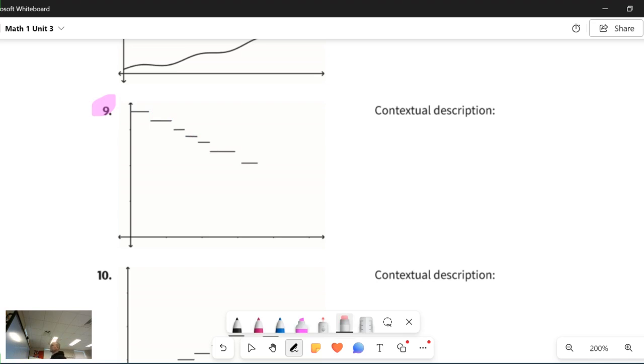So that one there, it is a discrete, and it is going through and it's lowering throughout the week, which makes sense because if we're selling watermelons, we're going to hopefully end up with a lot fewer than we started with.